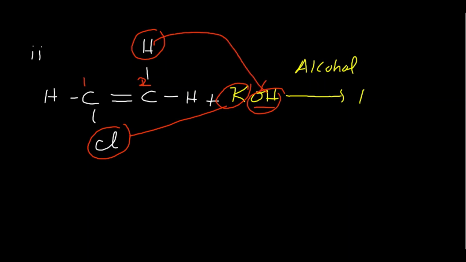So we will see what product is formed after the reaction. We will see the product. Here we get a triple bond between the two carbon atoms. Similarly, we get potassium chloride as well as water. I hope this is clear to you, students.